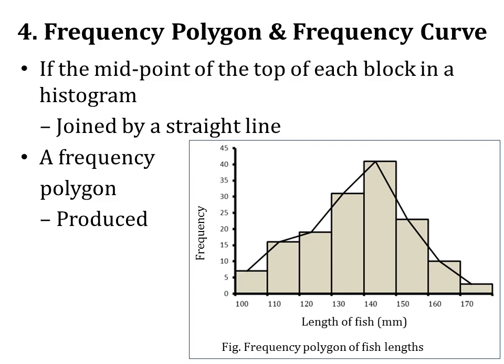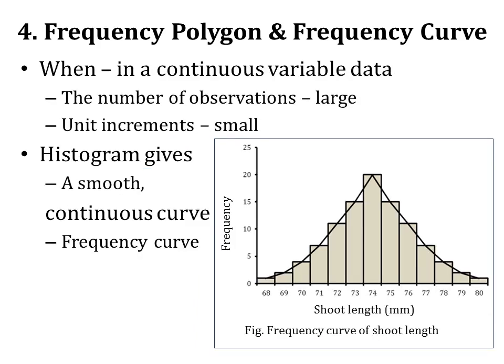Then frequency polygon and frequency curve. If the midpoints of the tops of the blocks in a histogram are joined by straight lines, then it gives us a frequency curve or a frequency polygon. So here you can see that the distribution is not a smooth distribution, so this is a frequency polygon that we have. But if the distribution is smooth, then we have a smooth curve, which is a frequency curve.